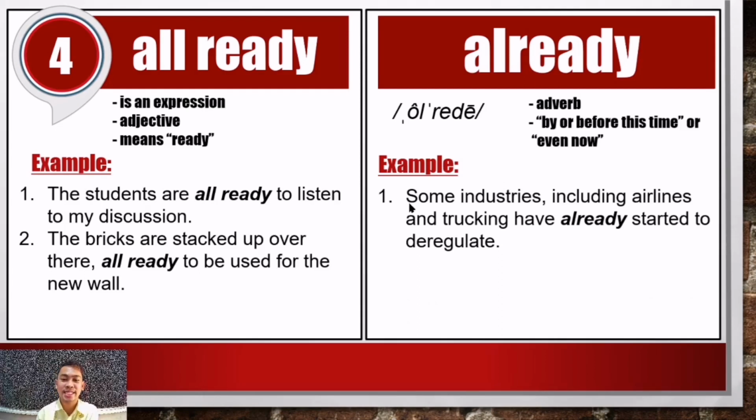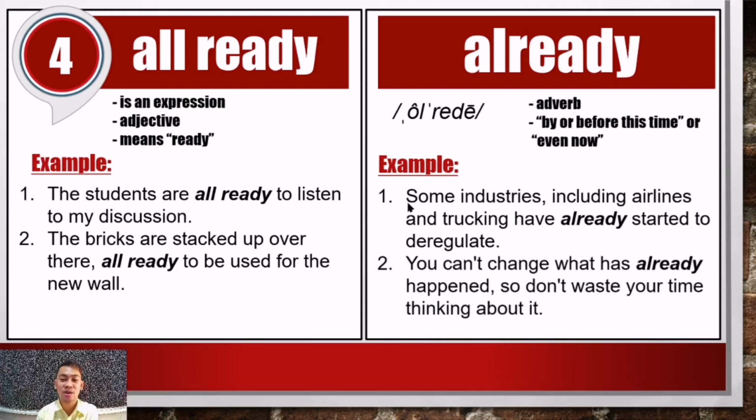Let us have another example. You can't change what has already happened, so don't waste your time thinking about it. Now, the word already there is a modifier of the verb has happened, and it is located in between the helping verb has and the principal verb happened. So the word already becomes a modifier of the verb, and it doesn't have something to do with preparedness, just like the phrase "all ready". So I hope that you now know the difference between "already" and "all ready".